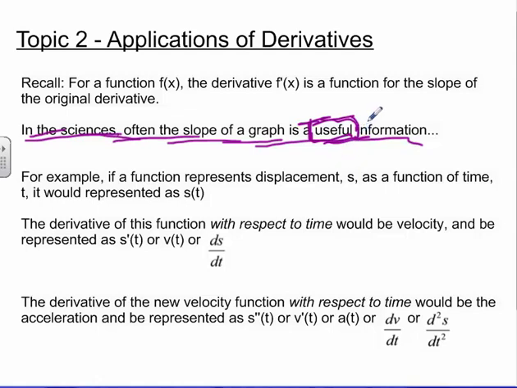So anyways, I'm getting off track here. The slope of the graph could be useful, depending on what the graph happens to be. Finding the slope at any given point could be useful information. So I want to start with a really basic physics example. If a function was displacement over time, the derivative essentially is the velocity.